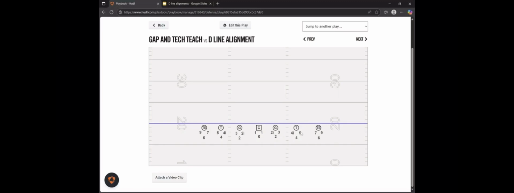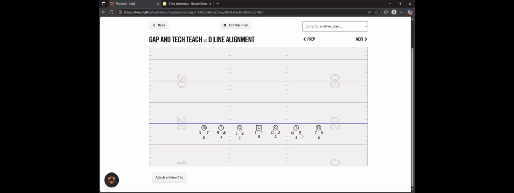Moving over to the tackle, we have a 4-eye. When you see this eye, that stands for inside. So a regular 2 would be head up, a 2-eye is inside, a 4-eye is inside. That's all that means. Back to the tackle, head up would be a 4. So if you're head up on the tackle, you're in a 4 technique. And if you're on the outside shoulder of the tackle, you're in a 5 technique.